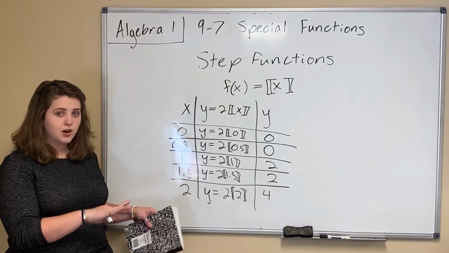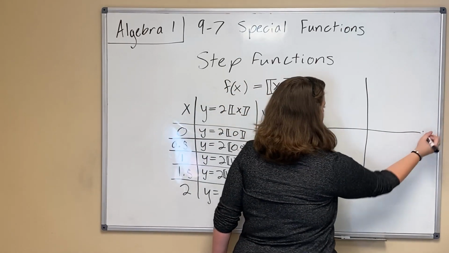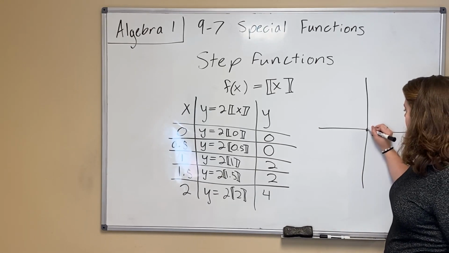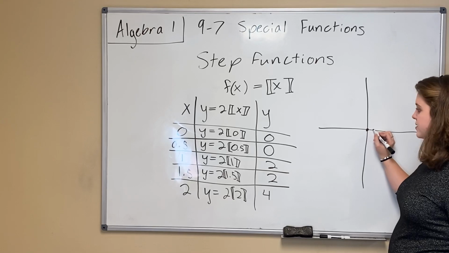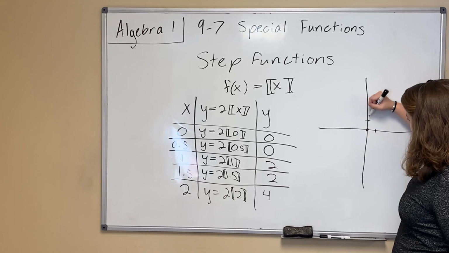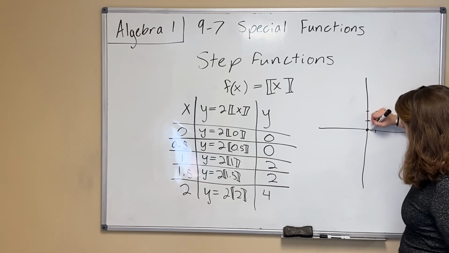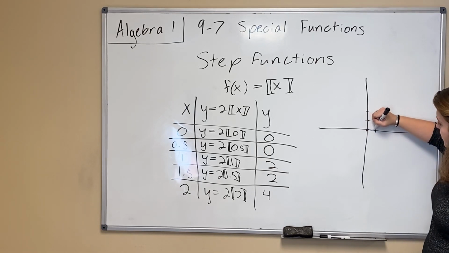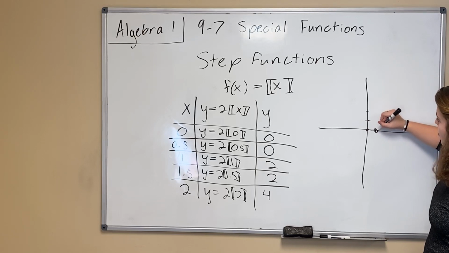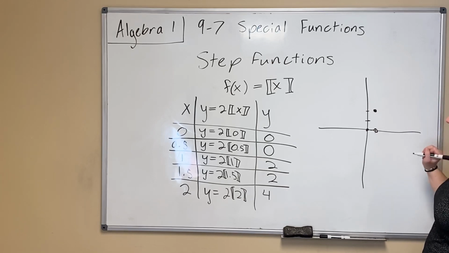What that does to our graph is it means that now when I'm at 0, I'm at 0, right? 0.5, I'm still at 0. Once I get to 1, I'm at 2. So my graph is going all the way this way until I get to 1, because at 1, my y value becomes 2.